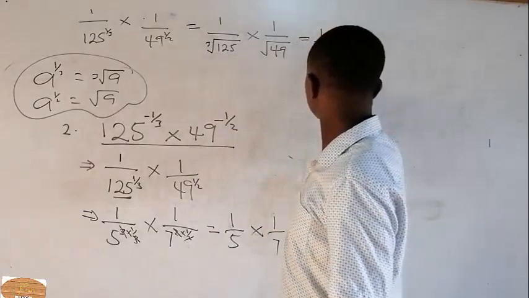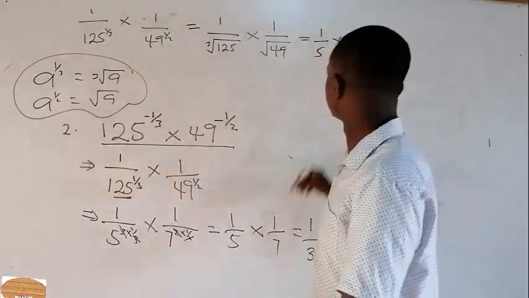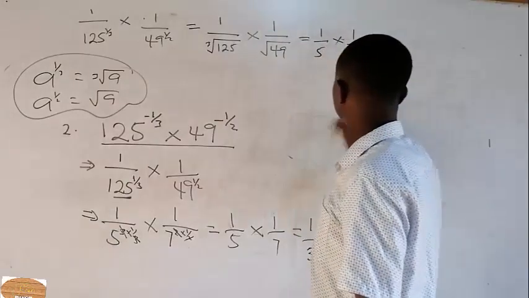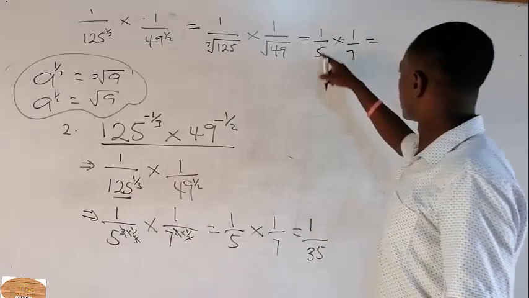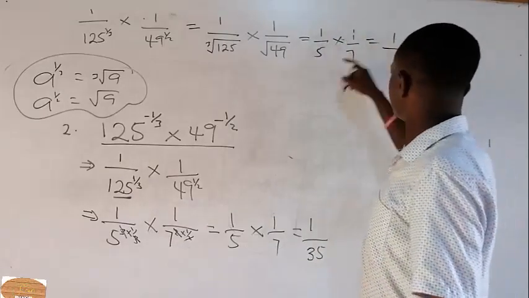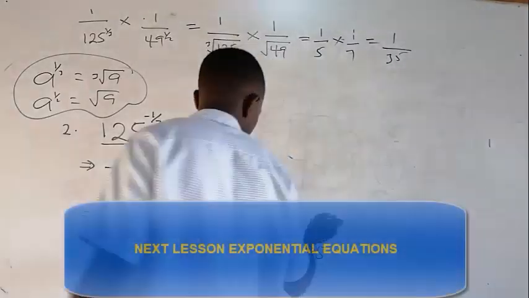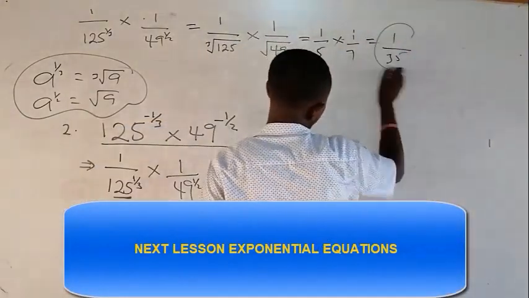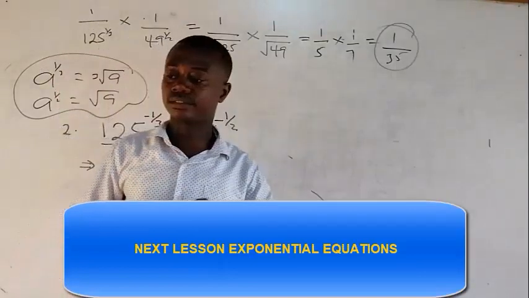I have 1 over 5 times, so the square root of 49 gives you 7, 1 over 7, that is the positive square root of 49. So this one is straight away 1 times 1, 1, and 5 times 7 is 35. So this one is the same as this. Whichever way you go, you get the same answer.